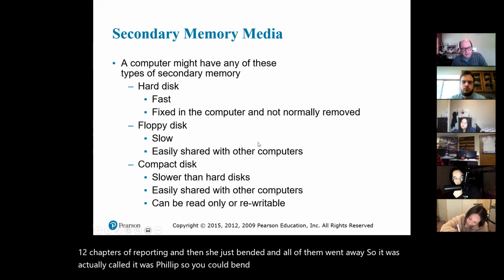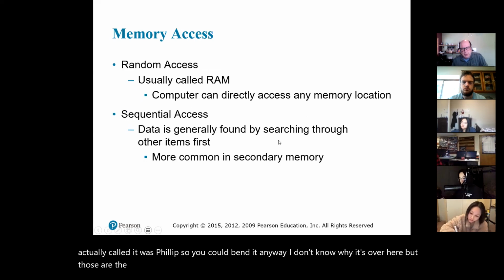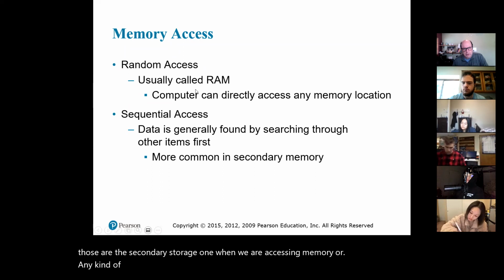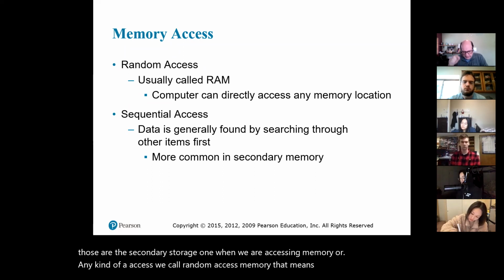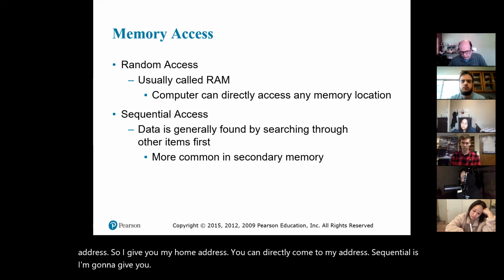Anyway, I don't know why it's over here, but those are the secondary storage. When we are accessing memory or any kind of access, we call it random access memory. That means I can go directly to that address. So if I give you my home address, you can come directly to my address. Sequential is where I'm going to give you sequentially where I am.